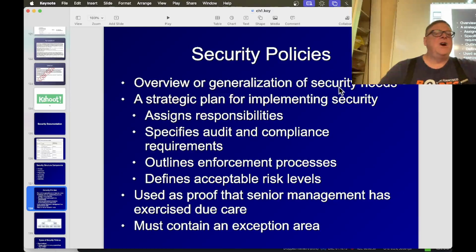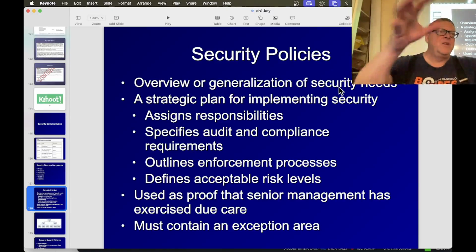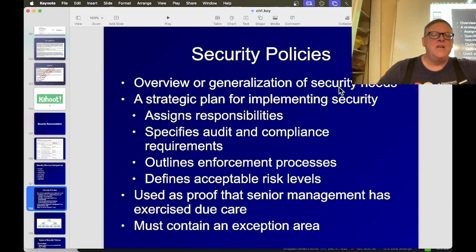So your security, you have policies, processes, procedures, standards, guidelines, and baselines. And so the policies are a strategic, big plan. And above that, by the way, you have a company mission. Like Google's mission is to index all the world's information. You have a really simple statement like that specifying what your company is for. But then you have security policies. And these will assign responsibilities, specify your audit and compliance, how you're going to enforce things, and what acceptable risk levels are.